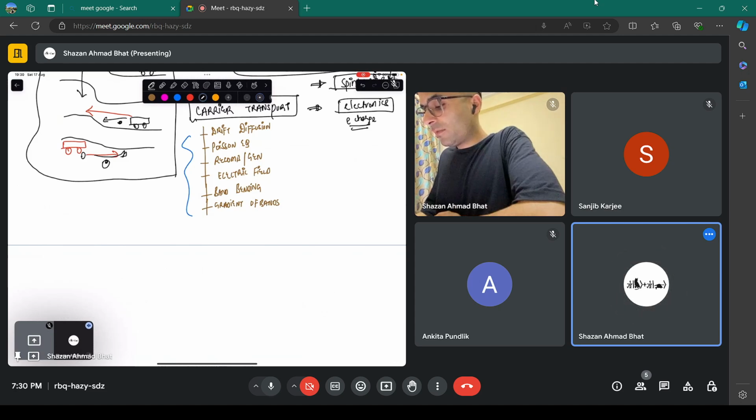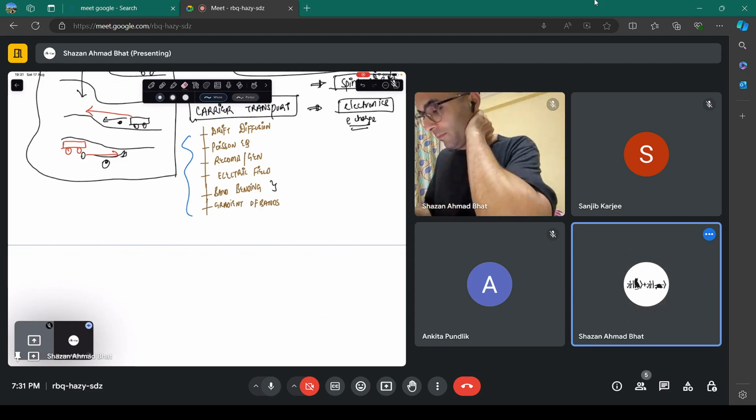So, these are the topics which we mostly deal with in carrier transport: drift, diffusion, Poisson equation, recombination, electric field, band bending, gradient of the bands. Electric field and band bending, I talked about a little bit. Gradient of the bands, we will talk about briefly.